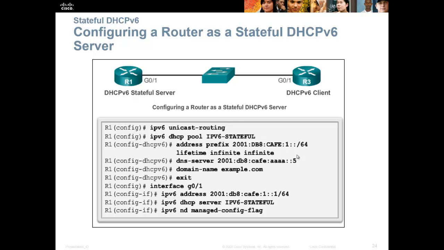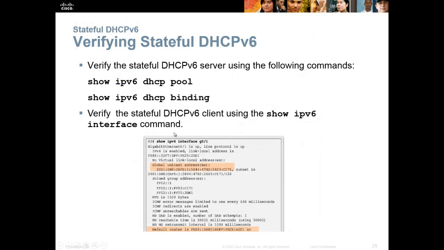All right, again, to verify, show IPv6 interface gigabit 1, and you kind of think, hey, he's got an address here. Where is he getting his default information from? So there's also show IPv6 DHCP pool, and then show IPv6 DHCP bindings to show you the mappings.